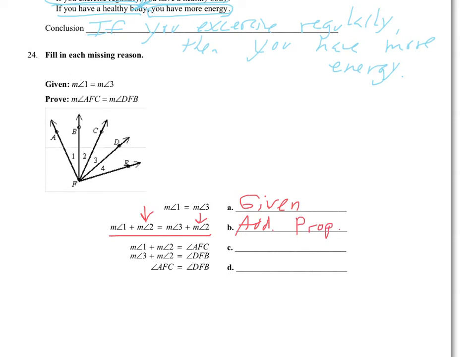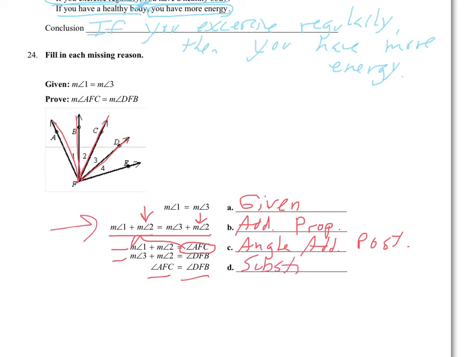Well, now we're saying that the measure of 1 plus the measure of 2 is equal to AFC. The measure of angle 3 plus the measure of angle 2 is DFB. The 2 smaller angles add up to the larger angle. That's the angle addition postulate. And now we can say that using substitution, since the measure of angle 1 and 2 is AFC, we can write it in place of what was in step 1, and the same for DFB. So the reason there is substitution.